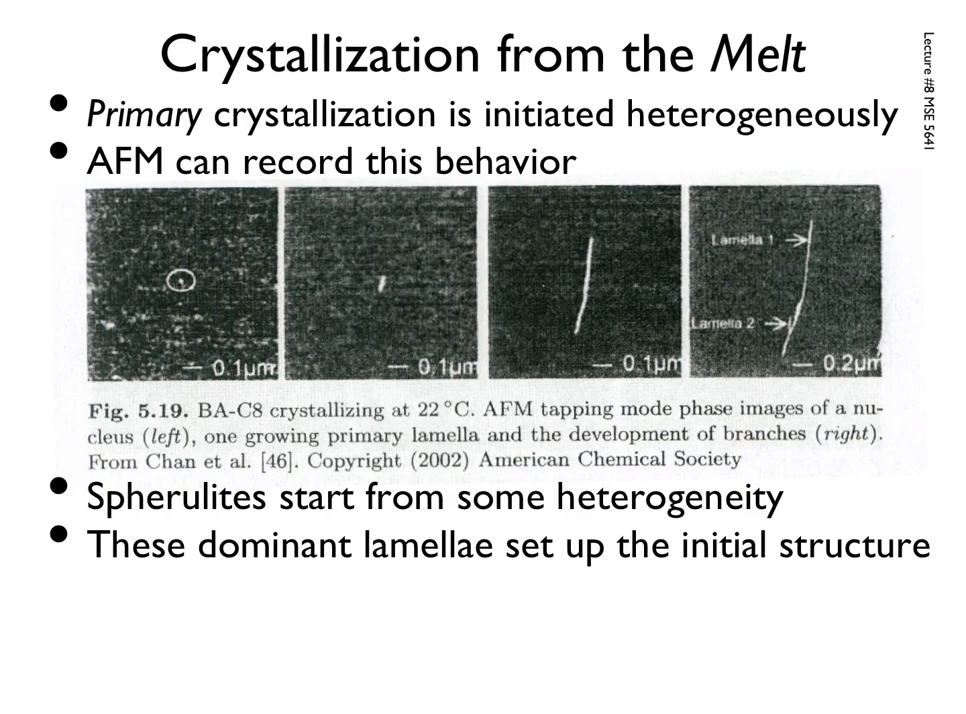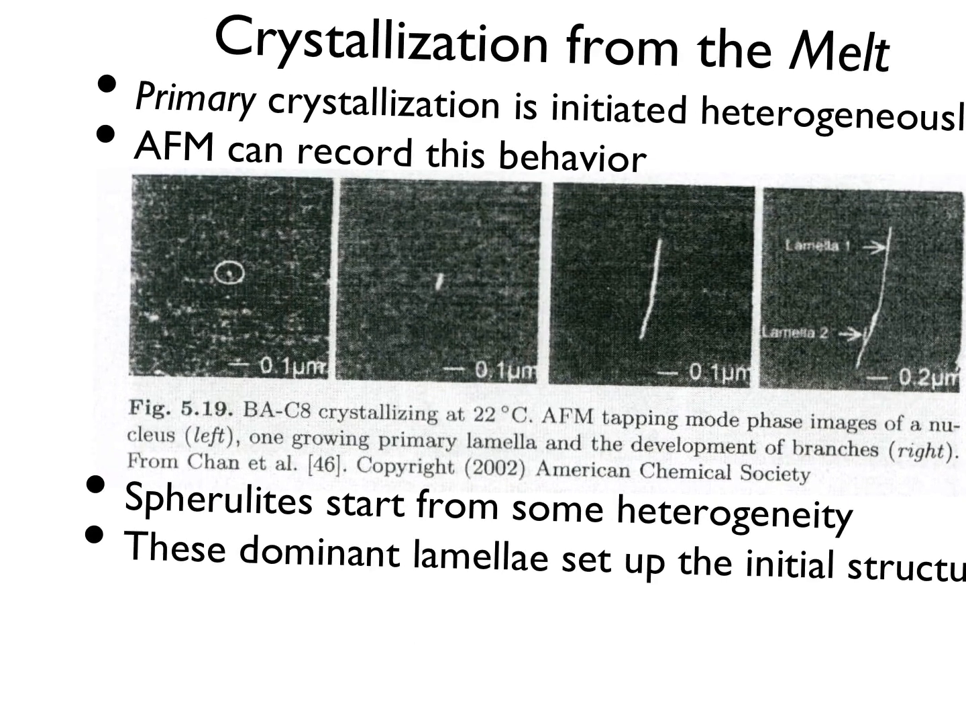You need to rock and roll here. So this is showing you, unfortunately, what's called BAC8, which is a polymer that seems to only be useful in DSC. It doesn't really have utility, but it's great for looking at in DSC. And again, we're looking at AFM tapping mode. Primary crystallization is initiated heterogeneously. We all know that at this point. There's no argument there. We have 10 nanometer dirt and crystallization occurs.